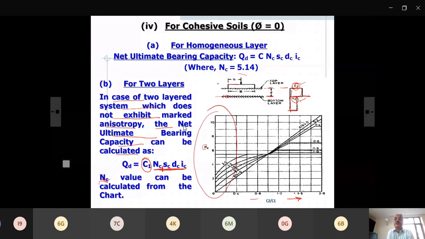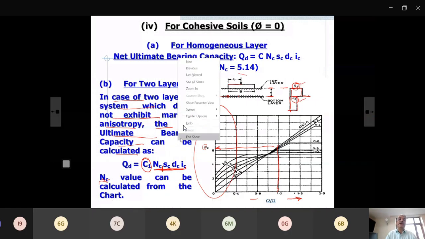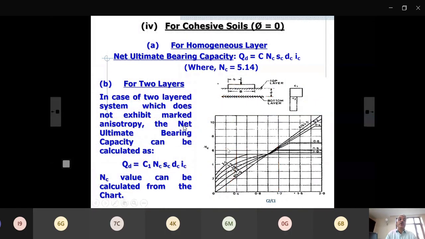So these are the NC values. Let us say your C2 by C1 is 1.2 and your D by B is 0.2. Then this will be your chart, and your NC1 value will be 6 point something, 6.2 or 6.1. So that NC value you will take, and you will use the cohesion value of the first layer. The same formula you can apply. For a 3 layer, first convert 3 to 2 and then 2 to 1 normally, but in practice people take a weighted average and convert into 2 layers.